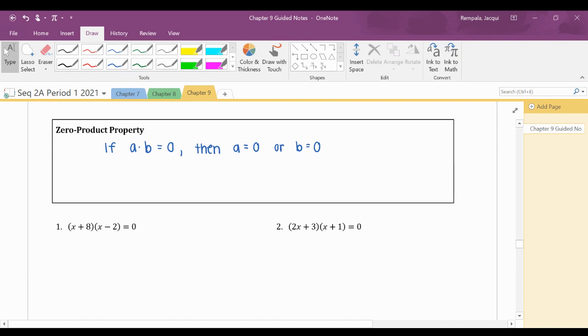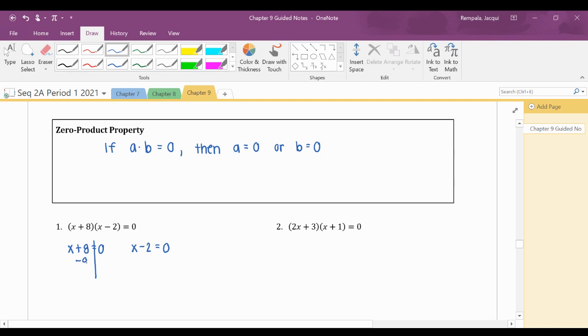If I have two things multiplied together, like I do in problem 1, I have a binomial times a binomial. Notice that it equals 0. So, based off of our definition for the zero product property, that means that each of those parentheses that contain an x has to potentially equal 0. So that means x plus 8 has to equal 0, or x minus 2 has to equal 0. We're going to solve each of these equations.